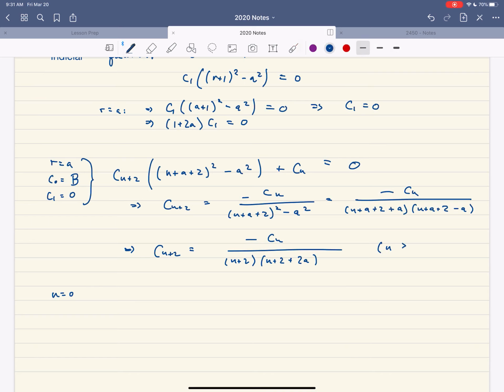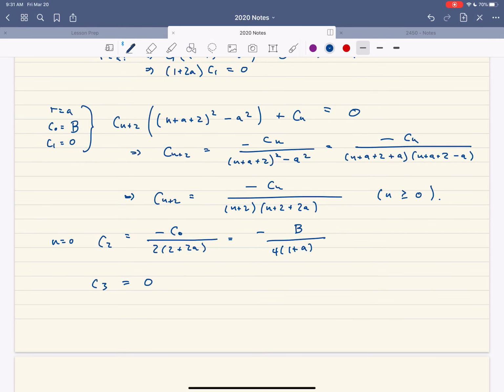So these are all going to be valid for n greater than or equal to 0. And if n is 0, you get that C2 is equal to negative C sub 0 over, let's see, 2 times 2 plus 2a. Okay, so it's going to be negative b over 4 times 1 plus a. And C3 is going to be 0. Same with all the odds, because this is a second degree recurrence.